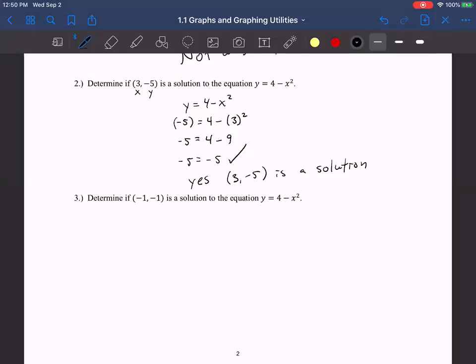All right, so this last one is checking if the point (-1, -1) solves it. So this -1 is x and that -1 is y. So we'll just plug them in. I'll do it right underneath here. -1 for y, 4 minus (-1) squared. Be very careful when you plug numbers in, especially negative numbers, that you should pretty much always put them in parentheses, because (-1) squared is not the same thing as -1 squared.